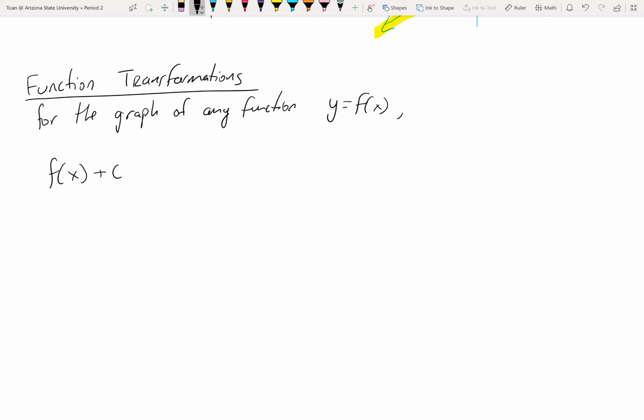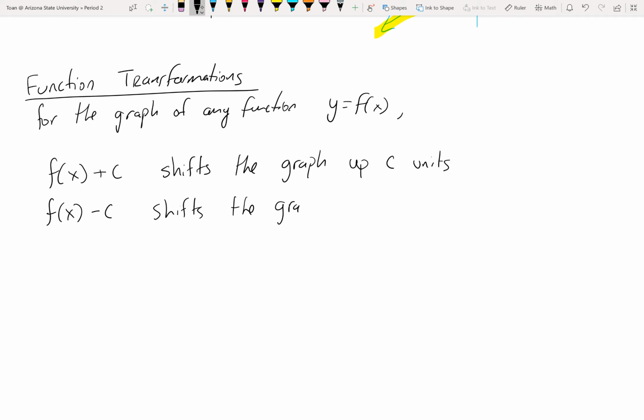we saw that if you take a function and add anything to it, so I'm using the letter C to stand for any number, constant, that shifts the graph up by exactly that amount. So if I add 2 to a function, it moves the graph up by 2. If I add 1.7 to a function, it moves it up by 1.7. We saw the exact opposite thing happening when we subtracted. That shifts the graph down.